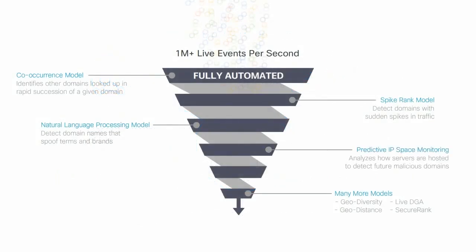The predictive IP space monitoring model starts with the domains identified by the spike rank model, and it scores the steps attackers take to set up infrastructure, like the hosting provider, name server, IP, etc., to predict if they're malicious. This identifies other destinations that can be proactively blocked before an attack launches.